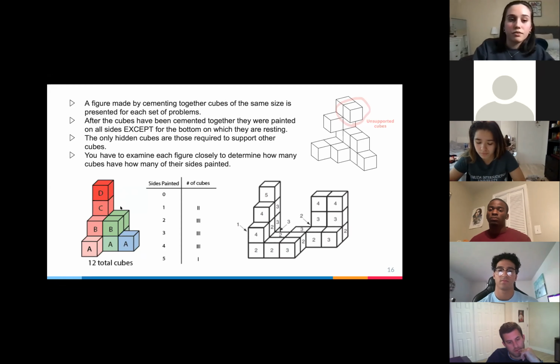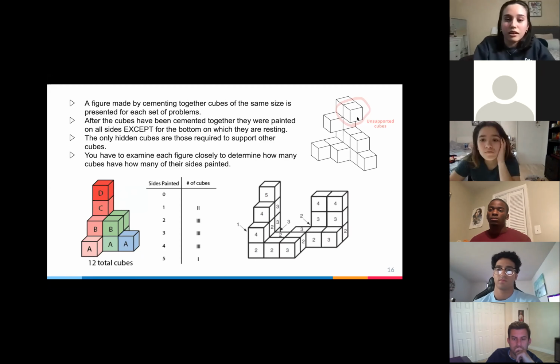And then after you do that, pretty much, oh, another thing. So I think last year they started introducing the floating cubes. So it's not complicated at all. It's just a cube that's unsupported, like it's not on top of another cube. So you have to keep in mind that you have to count that side, the bottom side. So that's all it is.